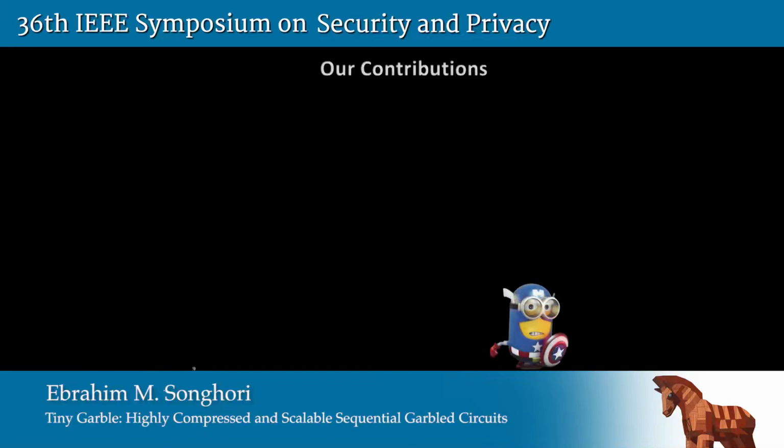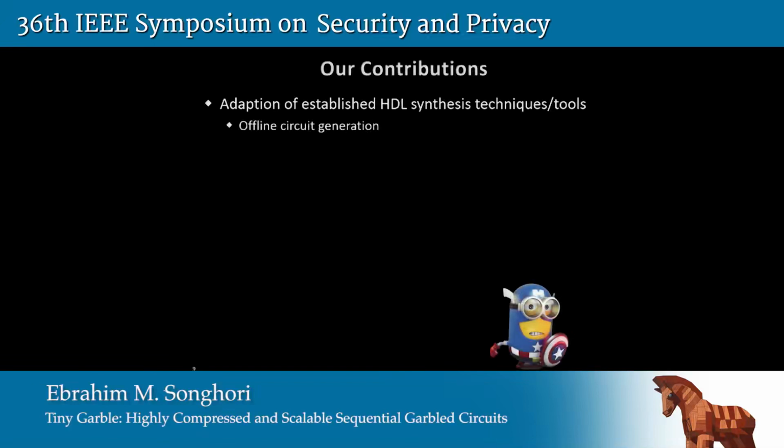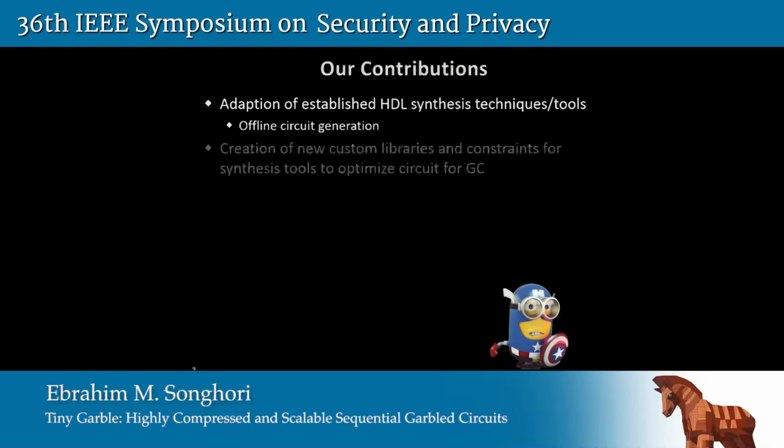Okay, let's look at our detailed contribution. The first one is the adaptation of these HDL synthesis tools for generating an optimized garbled circuit. So we have offline circuit generation. We don't do it online. Also, it's automatic. The user doesn't need to do anything. Also, we create some new custom libraries and objectives to change the purpose of these tools, to hack them, to get an optimized circuit for the GC protocol instead of an optimized circuit for actual hardware.